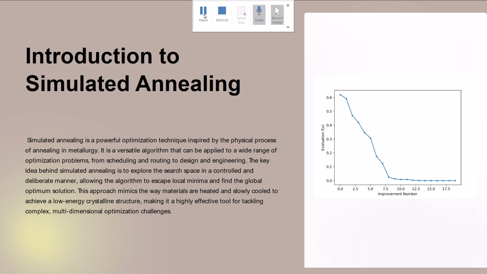The annealing part refers to the way the algorithm adjusts the probability of taking uphill steps over time, just like how metal is annealed, that is heated and cooled, to become stronger and more stable.